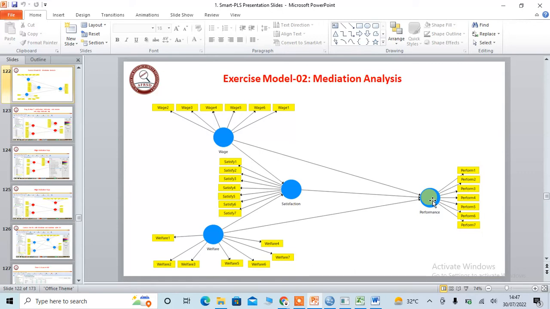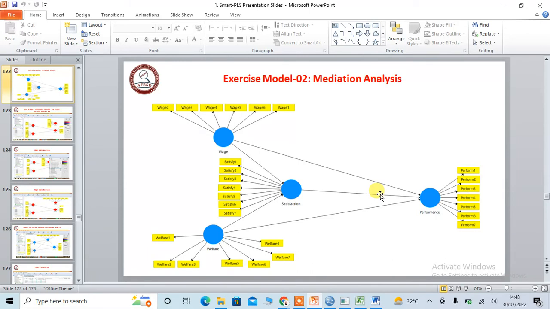Okay, thank you. So this is the mediation analysis. We have the mediator of job satisfaction. Can anyone tell me how many hypotheses there are in this mediation model? Five hypotheses. Everybody agreed on this? Five hypotheses? Yes, sir, we agree.